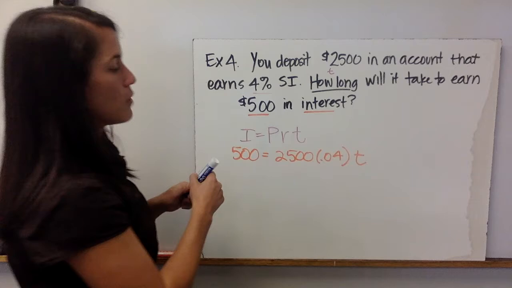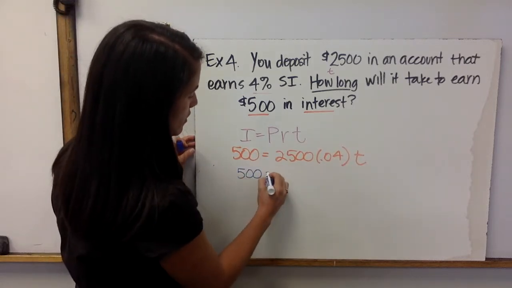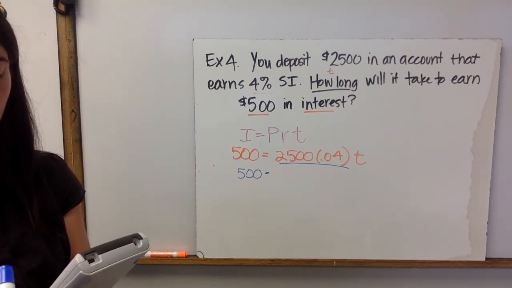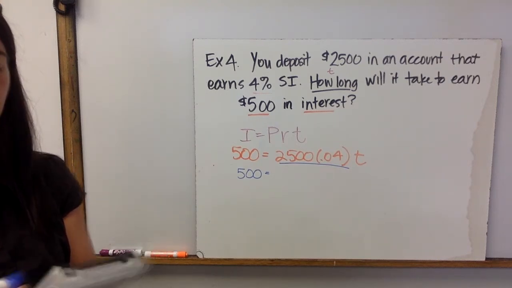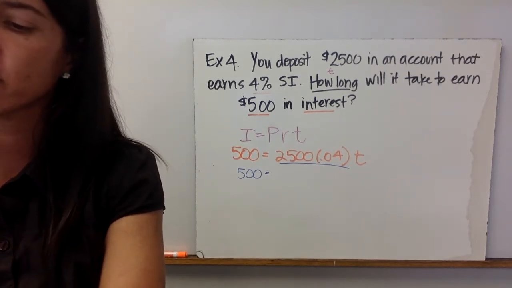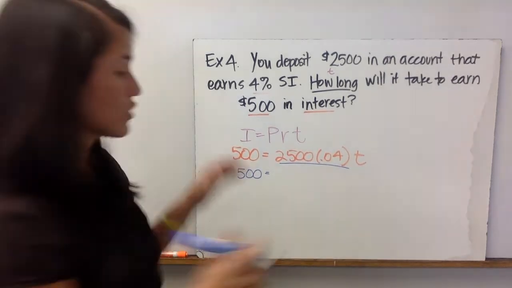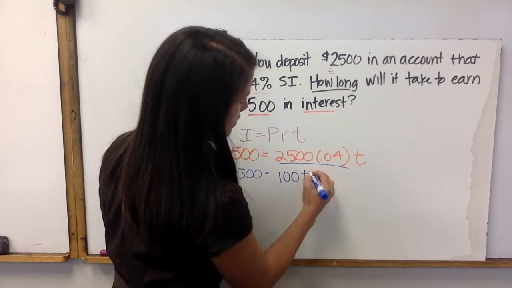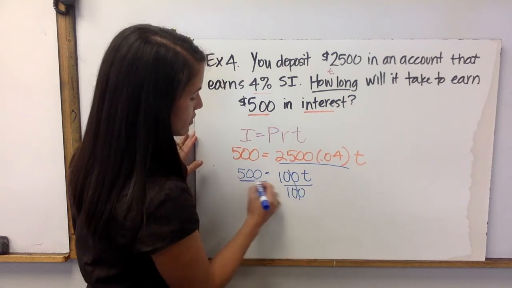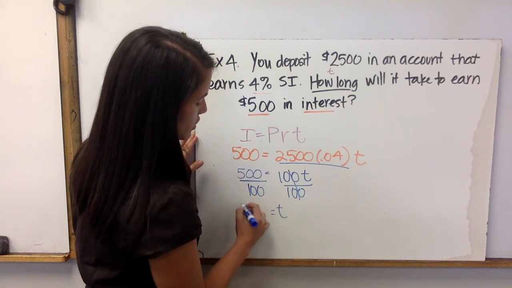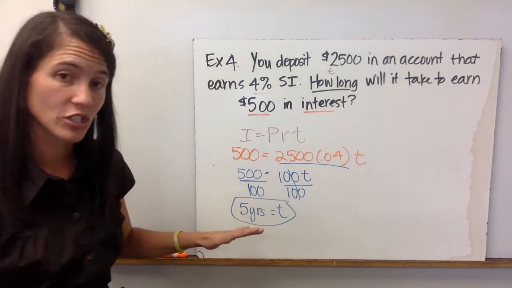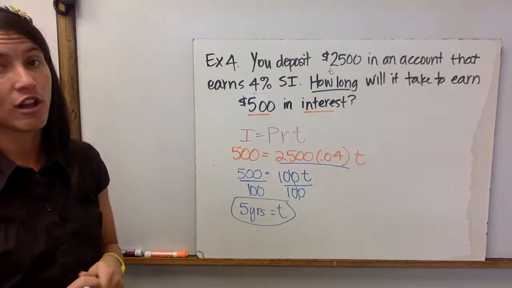First thing you're going to do is multiply these two, 2,500 times 0.04. Well, that works out nice. Did I do that right? 2,500 times 0.04. Okay, 100. Bring down your t. And then we're going to divide by 100. You know how to solve an equation. So t equals 5 years. It will take us 5 years to earn $500 of interest.